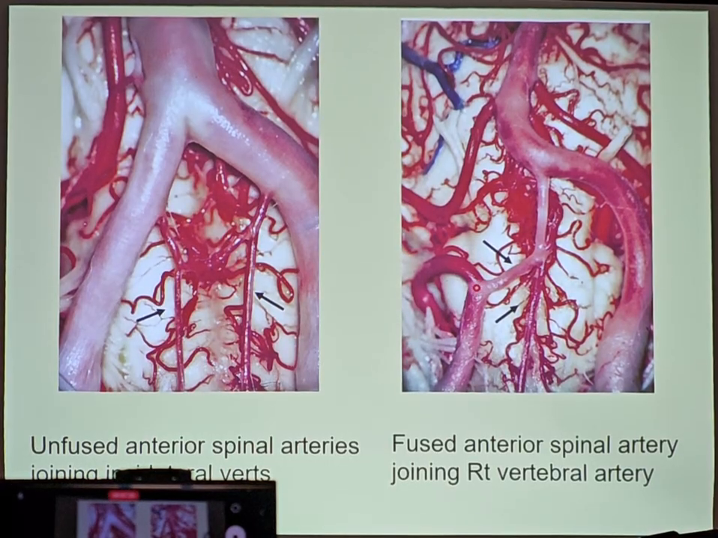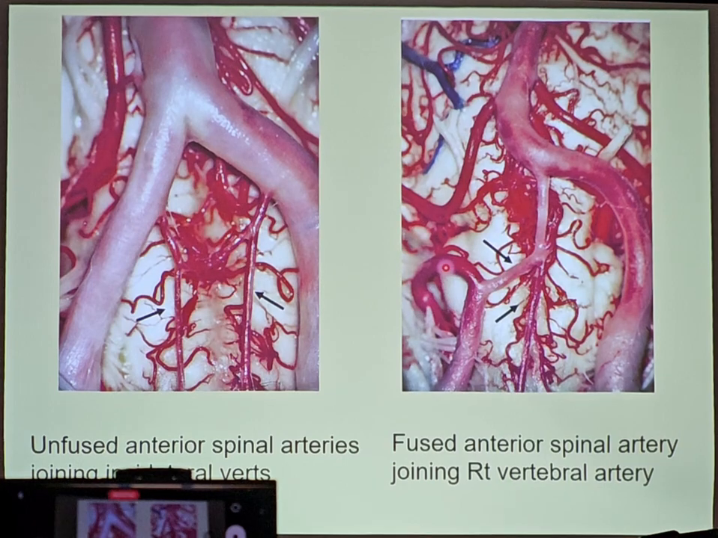And notice again, as was mentioned, this is also frequently the site of the nearest, closest origin of the PICA. So the closest are when you have the configuration when the anterior spinal artery is joining the limb of the vertebral artery, then this will invariably also be the site where the closest PICA will be coming from.